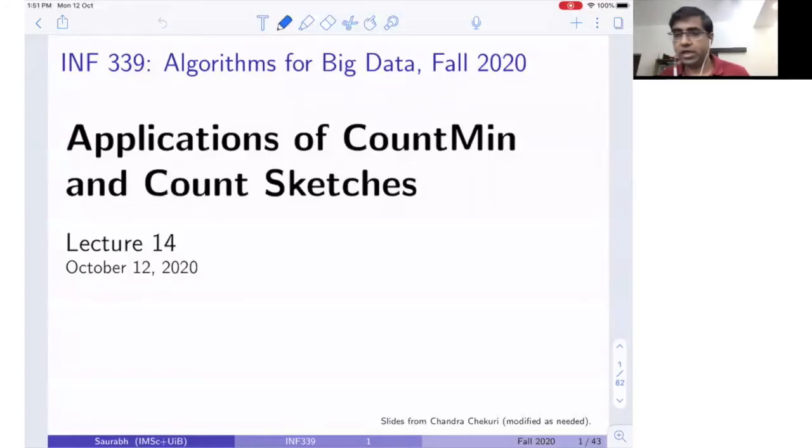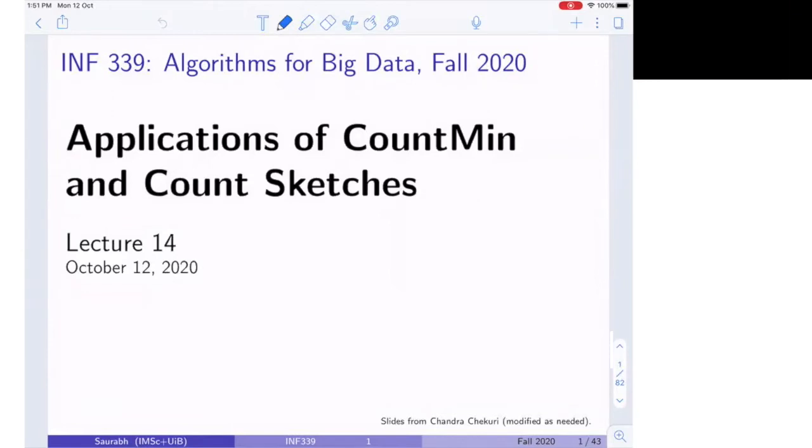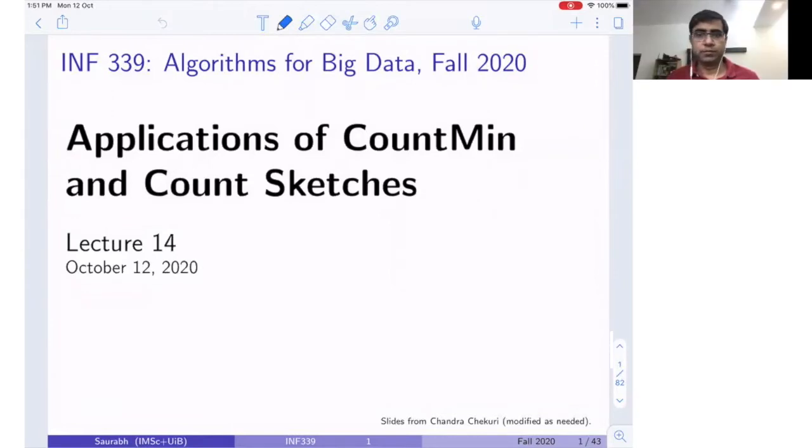Okay, so today we will do applications of count min and count sketches, which we saw last week. So that's the plan for the day. And the first thing which we will see today is called range queries.